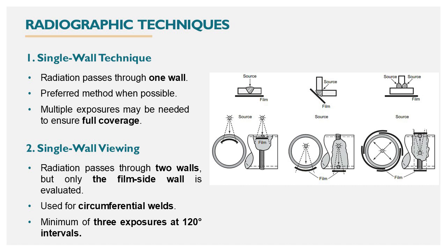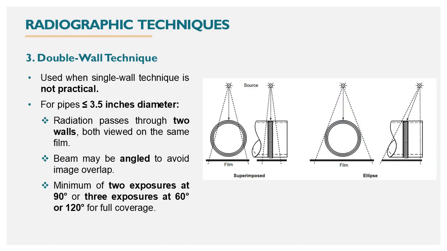The second radiographic technique is single wall viewing. Radiation passes through two walls, but only the film side wall is evaluated. Used for circumferential welds. Minimum of 3 exposures at 120 degree intervals. The third radiographic technique is the double wall technique.